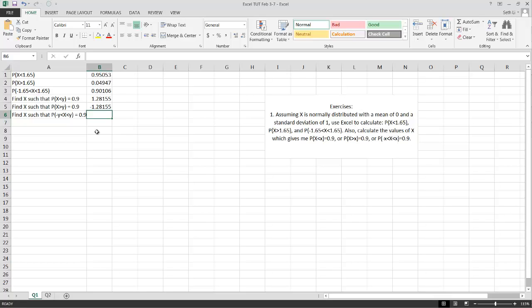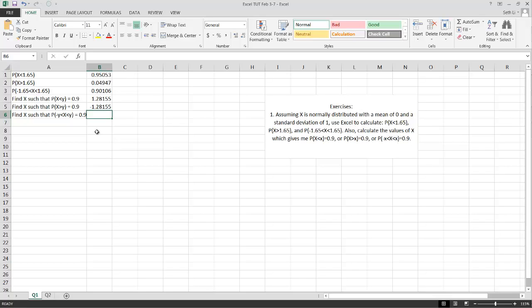Right, so for this next question, what they want is to find the value of y such that when x is between y and negative y, it has a 95% chance of occurring. So to do this, we're going to have to use our understanding of the normal table and the normal distribution. We know that when x is between y and negative y, it's going to have a 95% chance of occurring. So everything outside of that range will have a 5% chance of occurring.